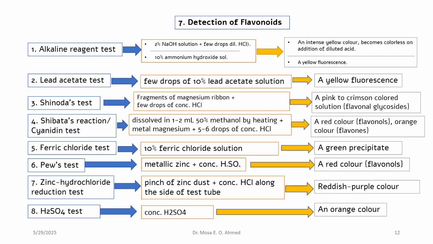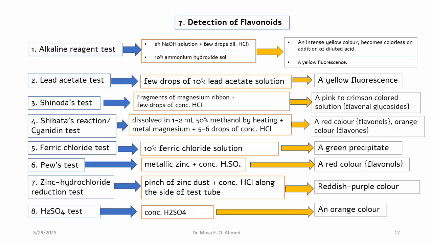Shinoda reagent consists of magnesium ribbon fragments dissolved in concentrated HCl. Shinoda test gives a pink to crimson colored solution in case of the presence of flavonol glycosides. That means the Shinoda test is a test for flavonoid glycosides, not for free flavonoids or free aglycones.